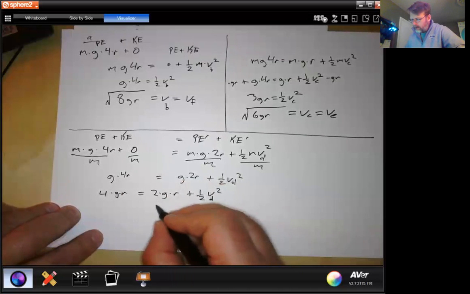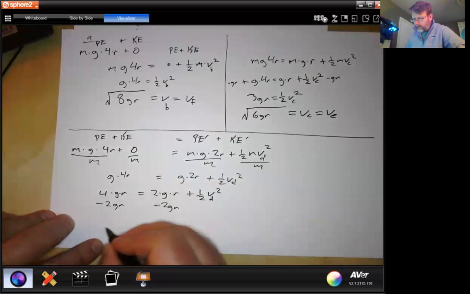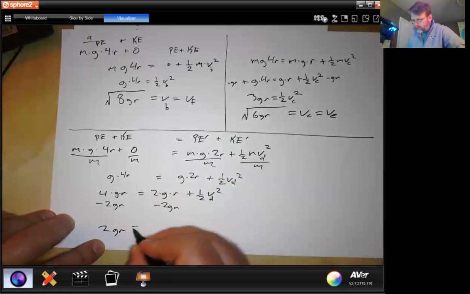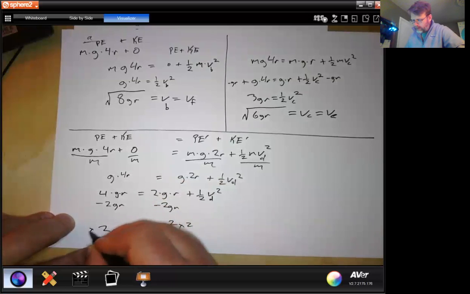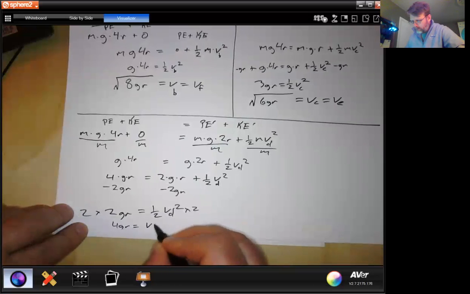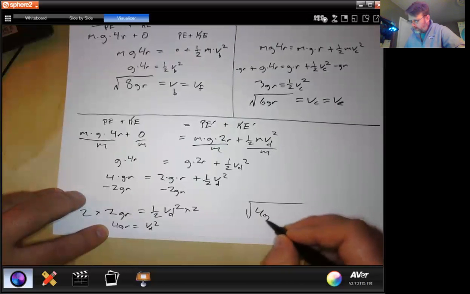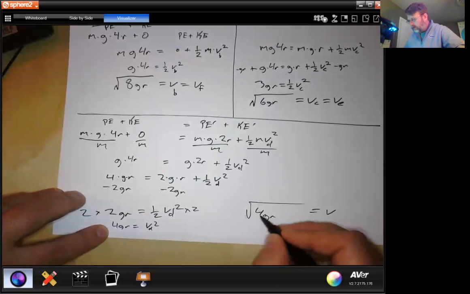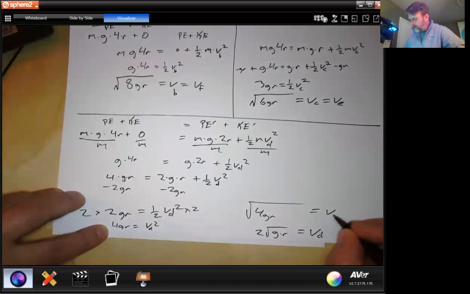Okay, so now I can subtract 2gr from each side. If I had 4 grs and I subtract 2 grs, I get 2 grs left. Multiply both sides by 2. Back to 4gr equals v squared. So I'm going to do the square root of 4gr equals v. Square root of 4 is 2. And that was at point D.